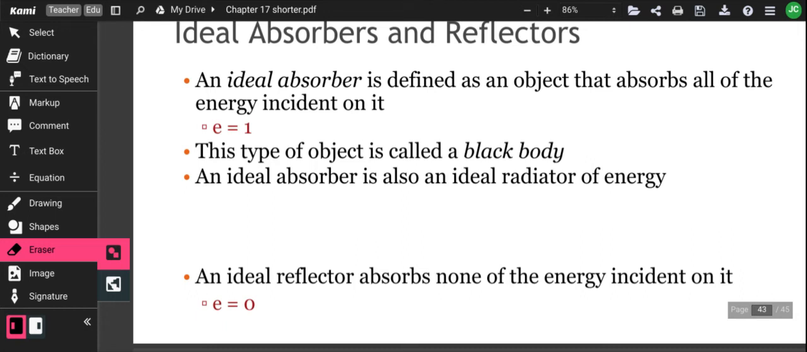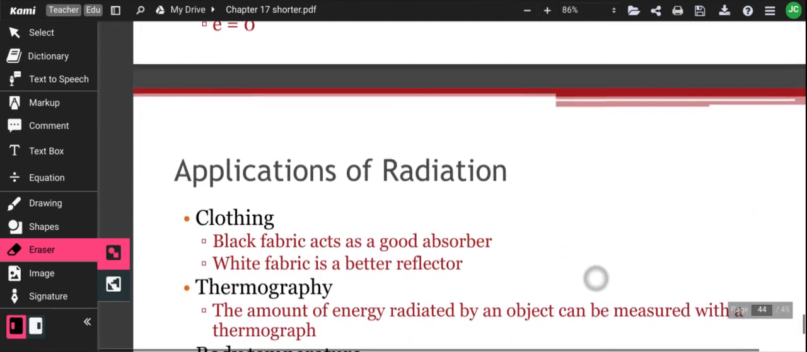This leads to something called blackbody radiation, which we'll talk about at a later point. But just a quick synopsis: blackbody radiation says when heated, an object will glow at a specific frequency, so a specific color, depending on the heat it's at or the temperature it's at. And we will discuss that more down the road.